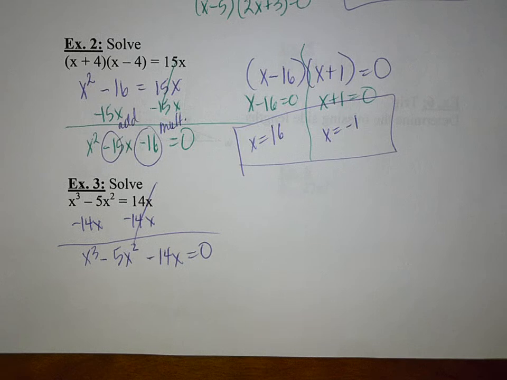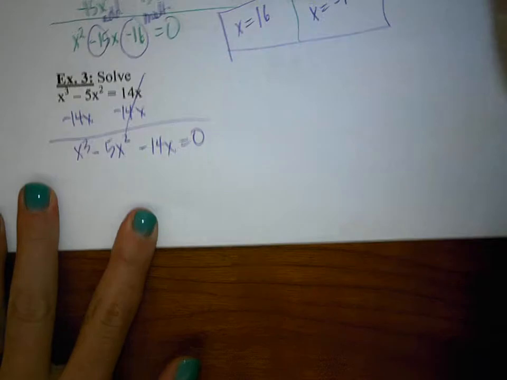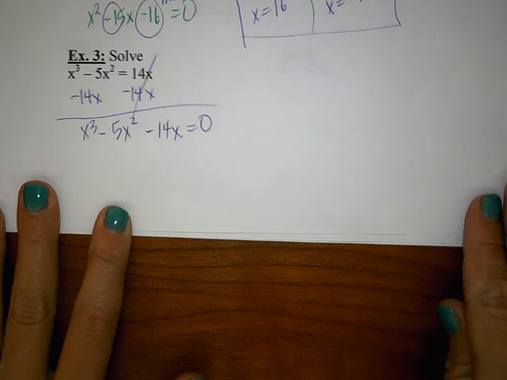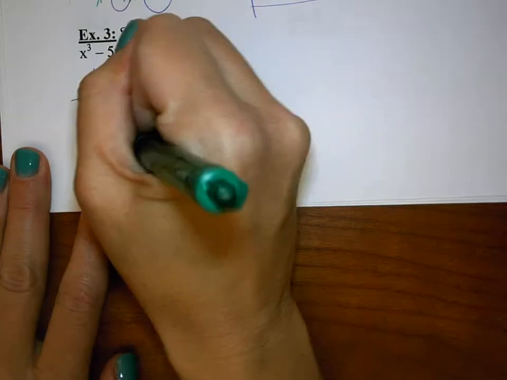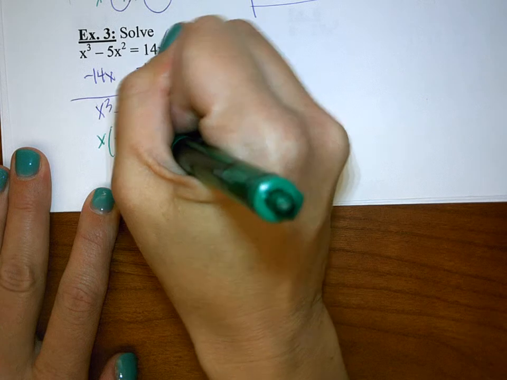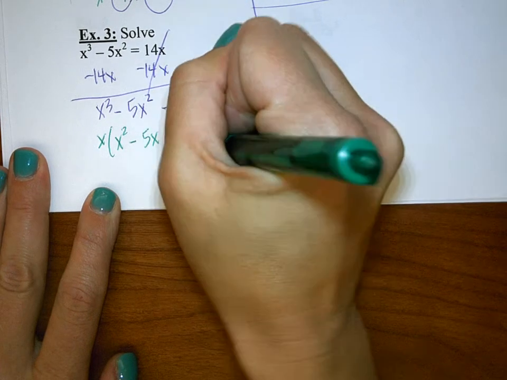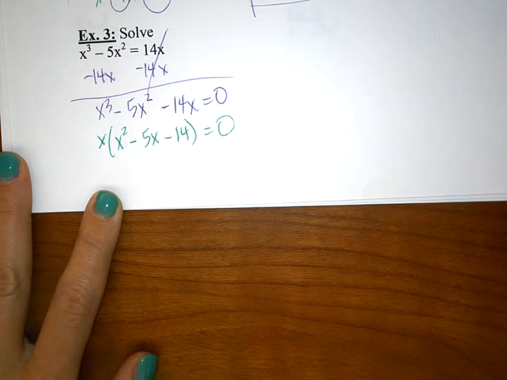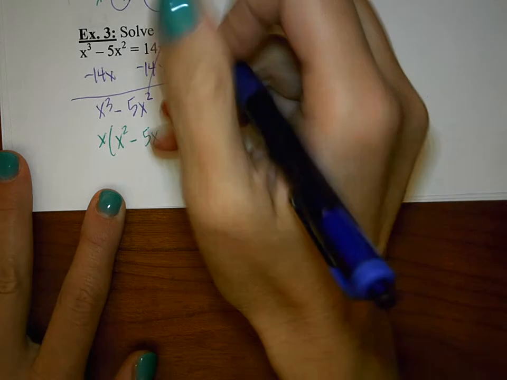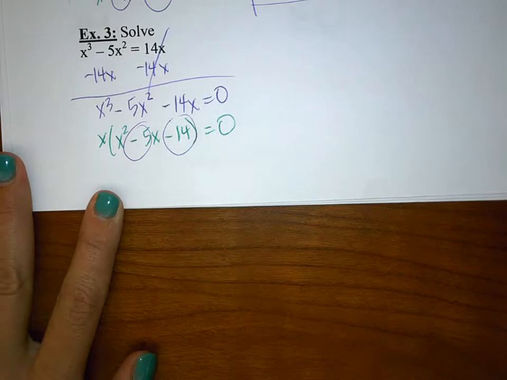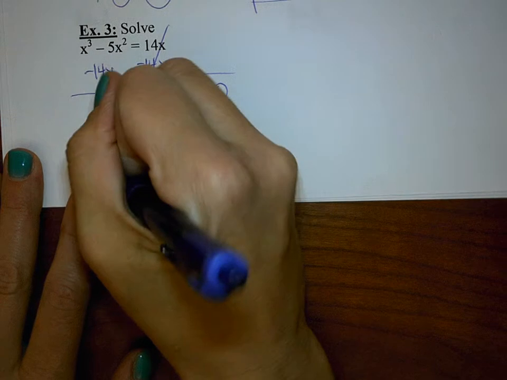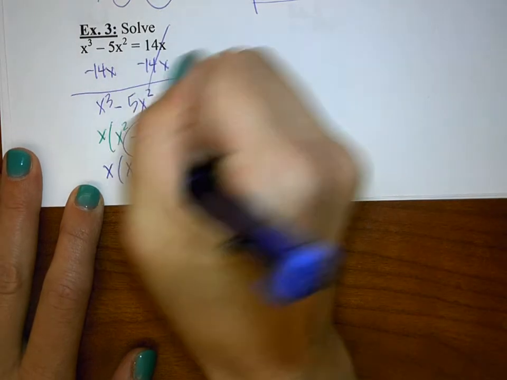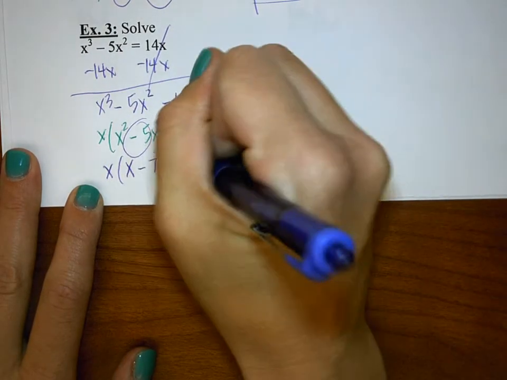Okay, now what can I do first on this problem? What? Good, there's a GCF of an x. So I'm going to take out an x, and I get x squared minus 5x minus 14 equals 0. Is there anything that multiplies to be negative 14 and adds to be negative 5? Very good. So we get x, and then we have x minus 7 and x plus 2.